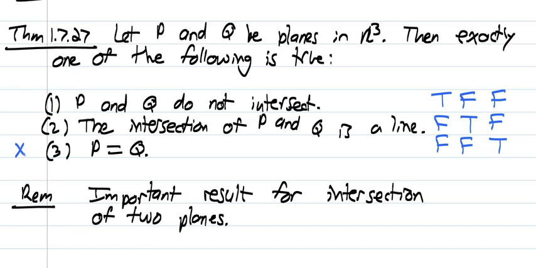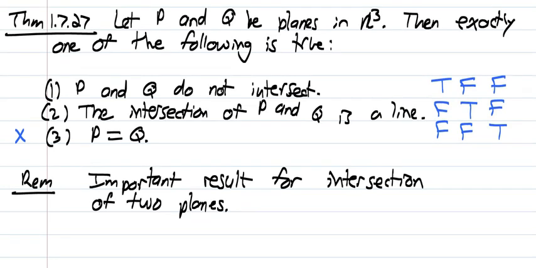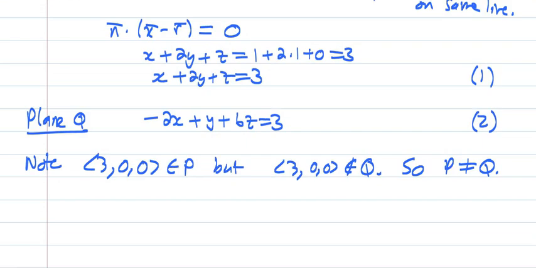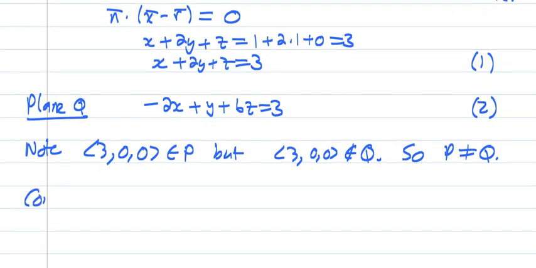Alright, so it means that the intersection is either a line or they do not intersect. They don't have any points in common. So by the process of elimination, we know that possibility 3 doesn't happen. But we still have to work out which one happens, number 1 or number 2. So for that, we try to find a point common to both.